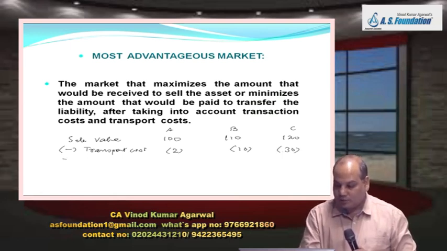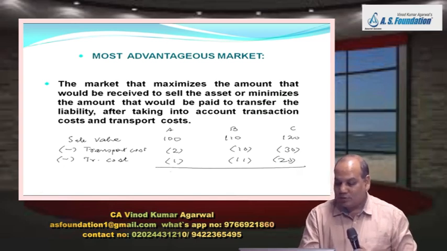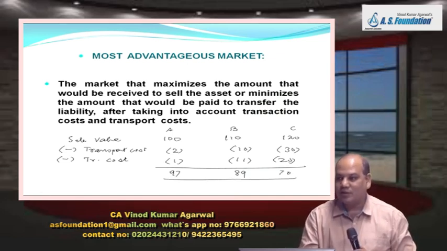Right? For finding out the most advantageous market, we will also deduct the transaction cost. We'll also deduct any transaction cost like brokerage. Okay. And now you find out what is the net amount you will receive. 100 minus 2 minus 1, I think 97. 100 minus 10 minus 10, 100 and again 11, 89. 120 minus 30 minus 20. So which is the most advantageous market?